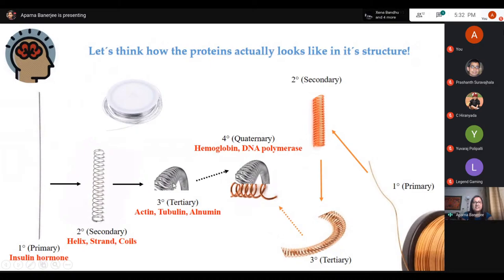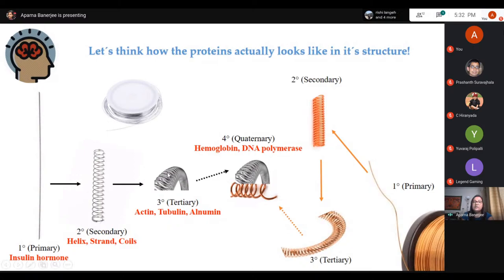And then in the tertiary, for example, you have one string and then you just scramble up that string. It's a scrambled up spring, and there are different other interactions in the tertiary structure. So it can be actin, tubulin, albumin protein. Actin or tubulin, we know these are helpful for our cellular microstructure compartment.